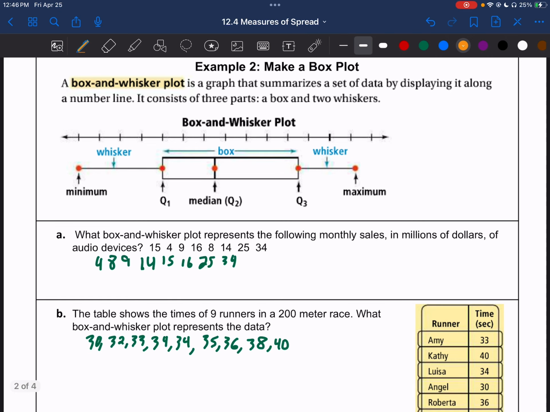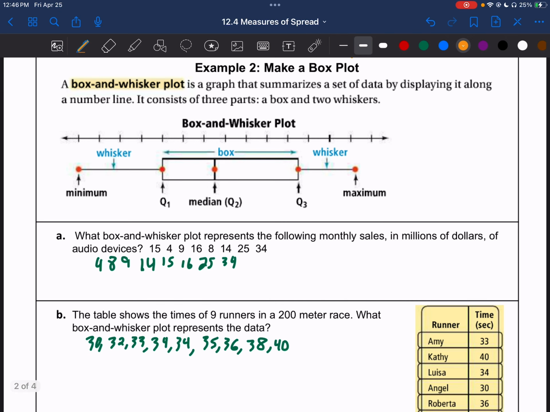So now example 2 is make a box plot. A box and whisker plot is a graph that summarizes a set of data by displaying it along a number line. It consists of 3 parts, a box and 2 whiskers. So the whiskers extend from Q1 to the min and from Q3 to the max. The box is made up of Q1 to Q3, and it also has a line separating out the median, Q2.